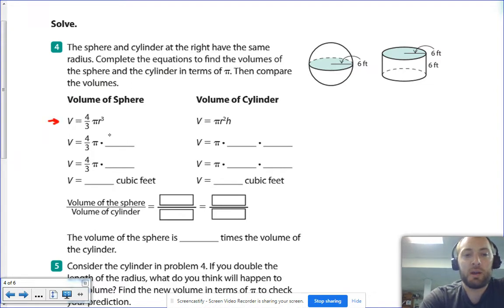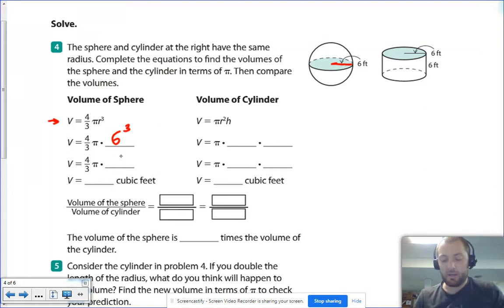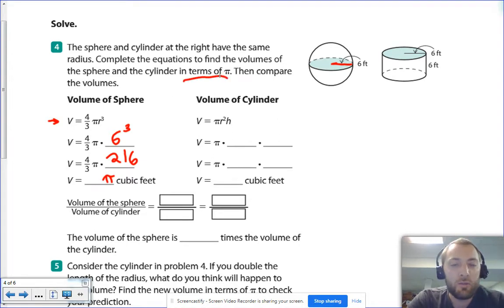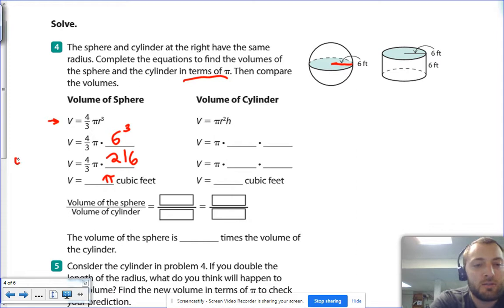So we have 4/3 times pi, and the radius is 6. So 6 cubed. We can simplify 6 cubed. Get your handy dandy calculator. Remember, 6 cubed means 6 times 6 times 6. So that's 216. And now when you take that 216, we can multiply it by the 4/3, those two numbers, and we still leave the pi in the answer. Remember, leave the pi in the answer because it says in terms of pi. So 4/3 times 216 is what you want to do, which would be the same as taking 4 times 216 and then dividing it by 3. That works as well.